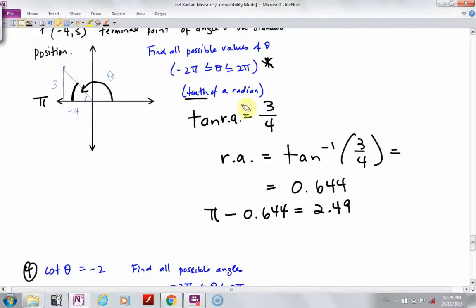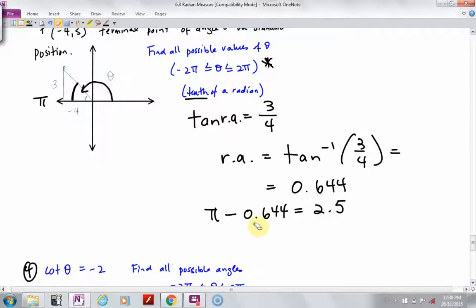Now notice the star up here, and we want to the 10th of a radian, so we can just round that off to be 2.5. Does that round to be 2.5, or was the 9? It's 2.4900. Yeah, so 2.5, okay. So yeah, 2.5. Now this says that I want the answer to be between negative 2 pi and 2 pi. So I have the answer that's between 0 and 2 pi.